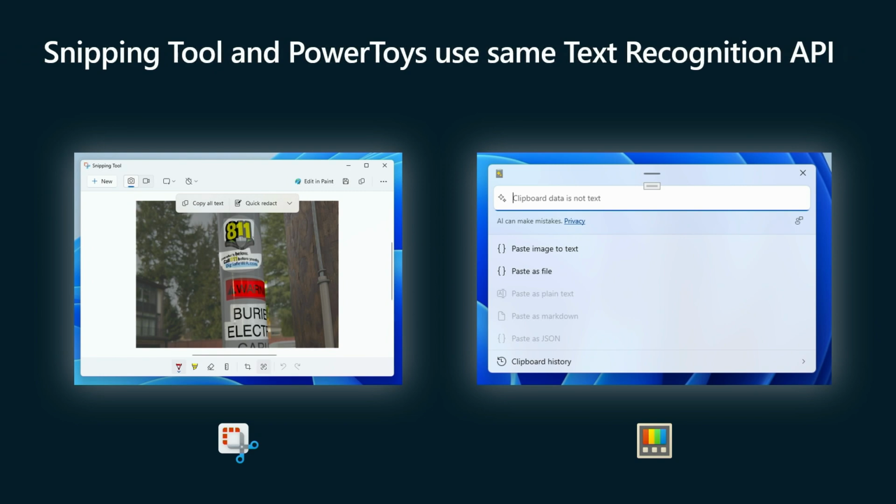Right. And in PowerToys, we just announced today a new feature called Advanced Paste. And we're adding a new functionality where you can copy any image or you can take a screenshot, and then you can paste it just as text anywhere in any application.